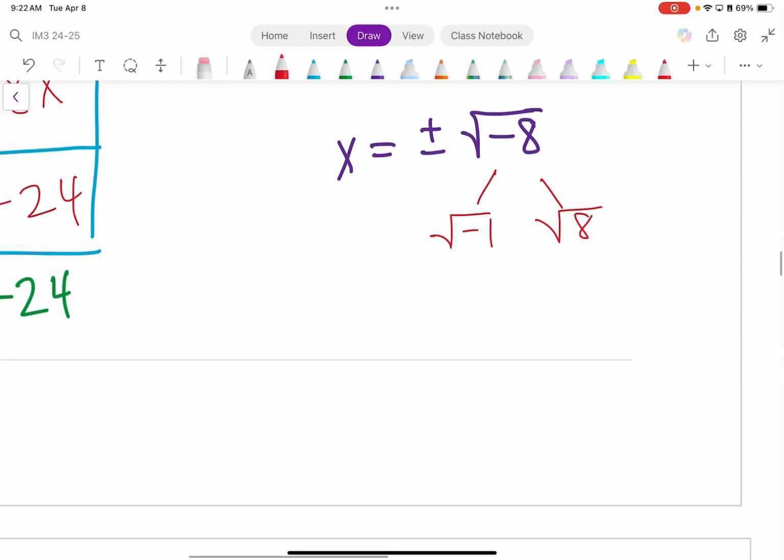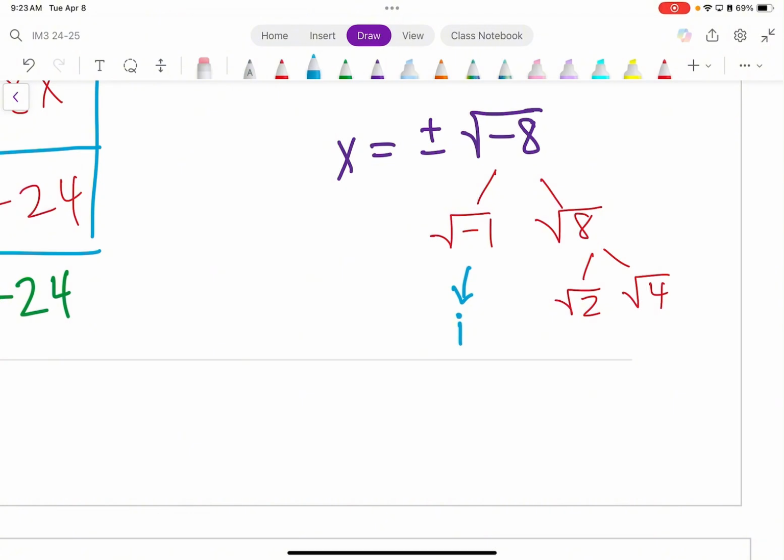Now let's talk about the factors of 8. What two numbers multiply to 8? 2 and 4. So we're going to split up 8 into the product of 2 and 4. And now let's reduce each one. What is the square root of negative 1? We've talked about this imaginary number. i. So this will become i.